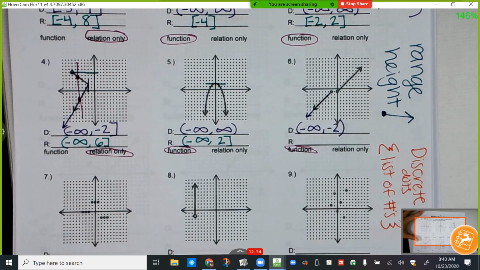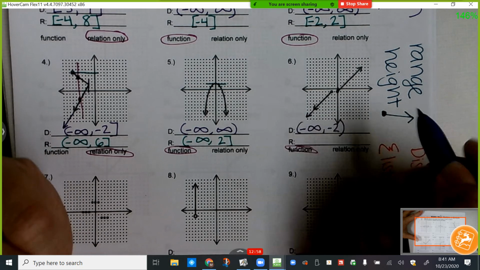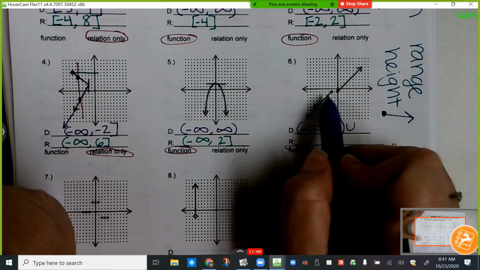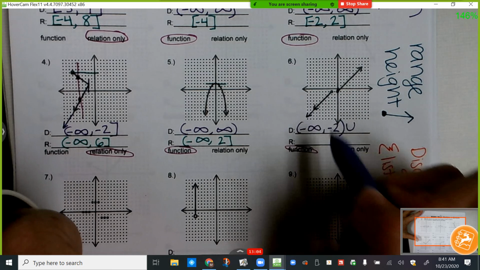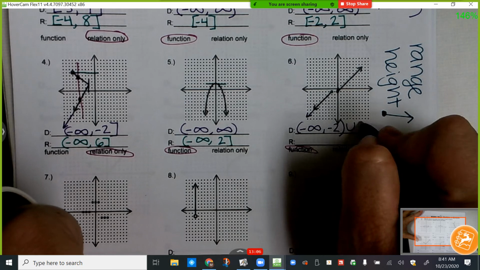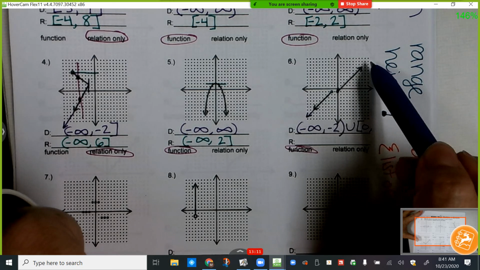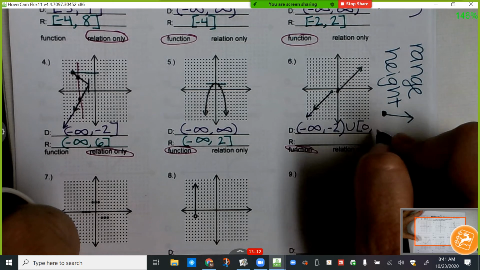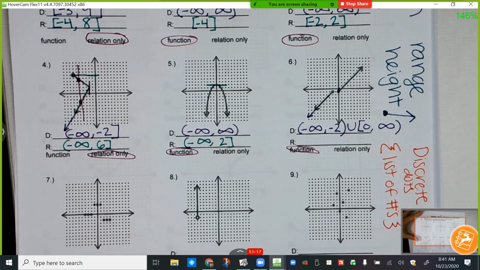Now, where does it pick back up? Side to side. What is my side to side? What's my width of that point? It's at 0, right? With a closed dot. And does it go to the right forever? Yes. So anytime there's a break in your line, you will most likely have a U. But not always, so that's where the range comes in differently.